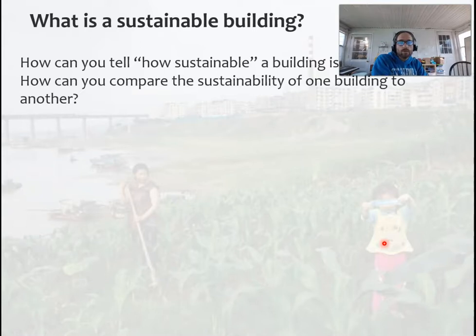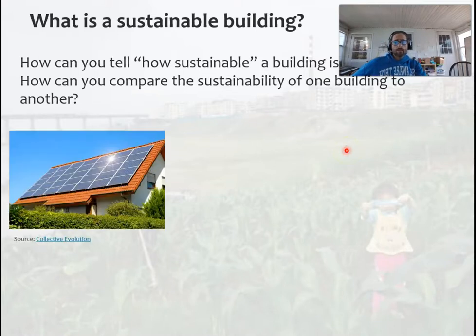Number two, if you took, say, two buildings or any number of buildings, and you want to determine which is the most sustainable out of all of them, how would you do that? What sort of things would you look for? So I want you to just take a minute or two, jot down some ideas, and then we'll go over some of the concepts and how that relates to LEED and living buildings. So go ahead and press pause.